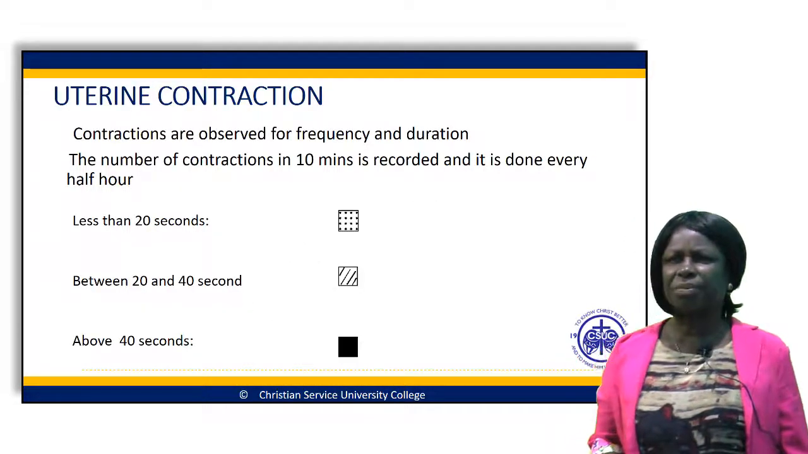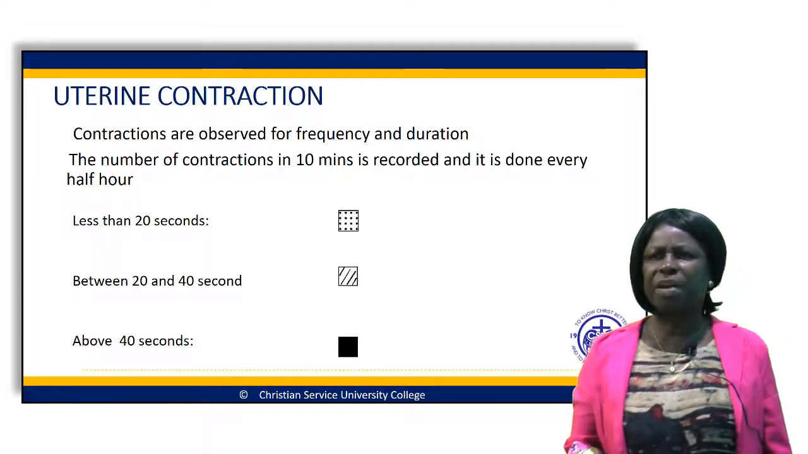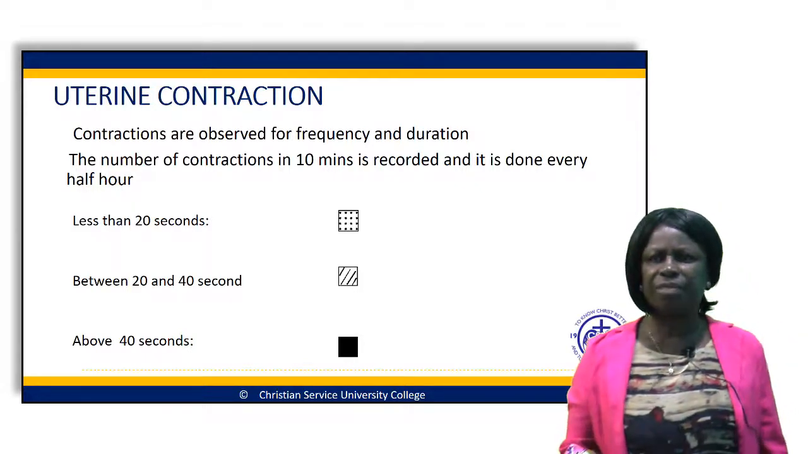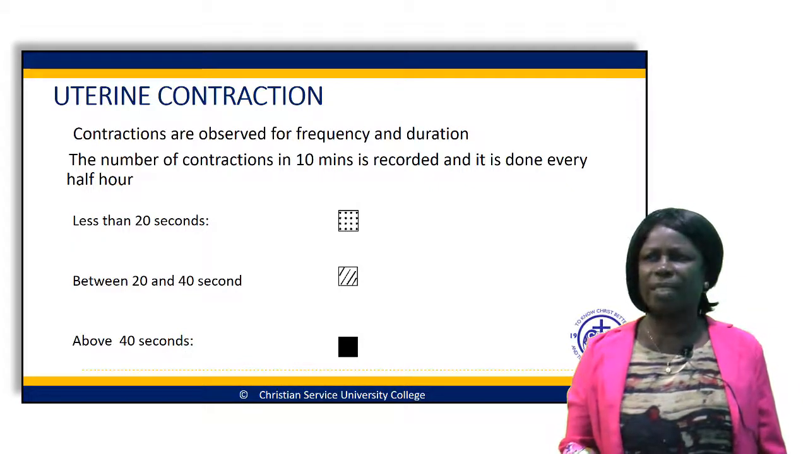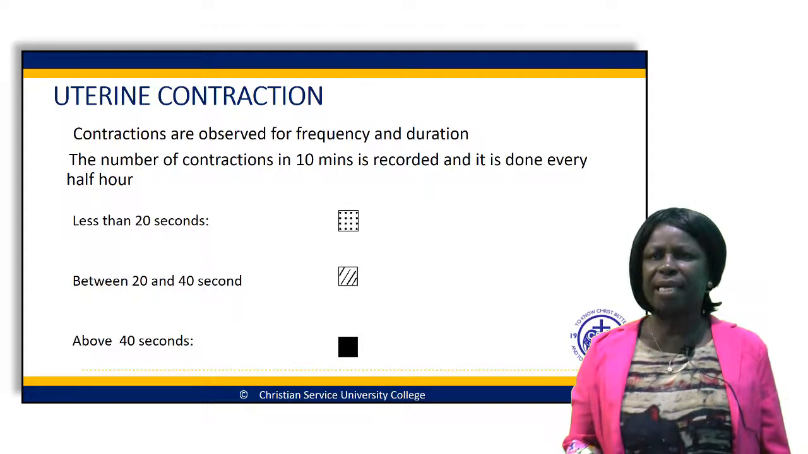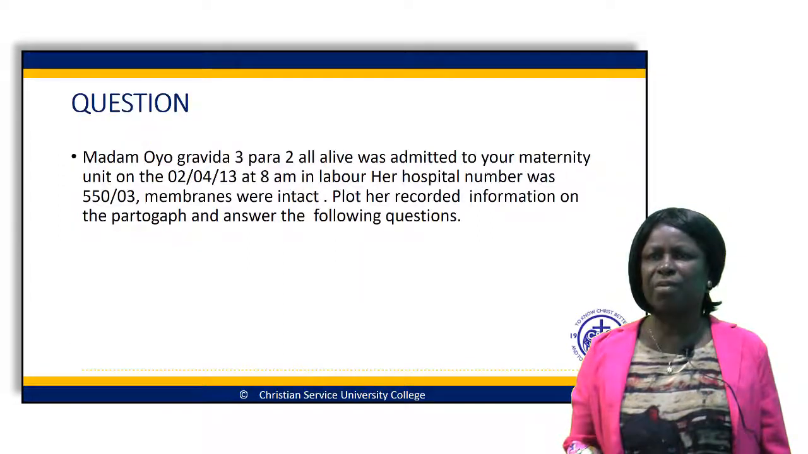Uterine contraction. Contractions are observed for frequency and duration. The number of contractions in 10 minutes is recorded and it is done every half hour. Less than 20 seconds is plotted with dots. Between 20 and 40 seconds is plotted with slanting lines in a box, and above 40 seconds is plotted with a fully shaded box.